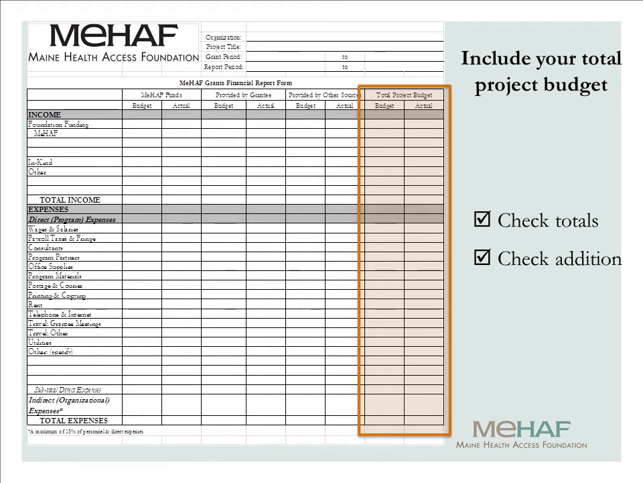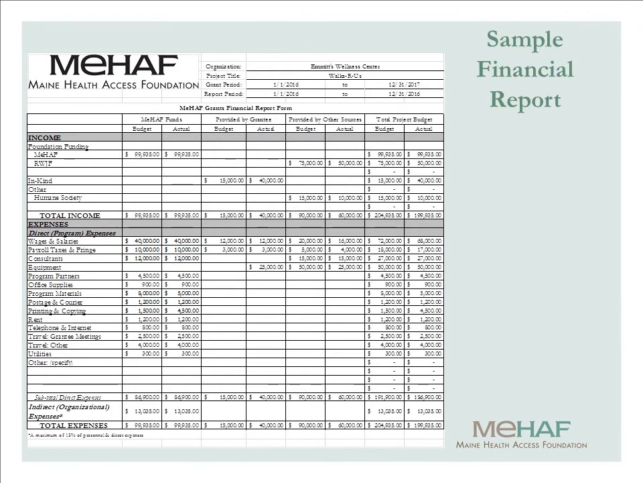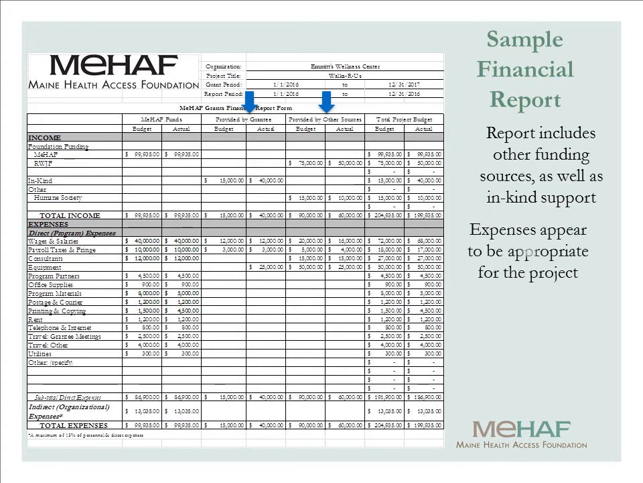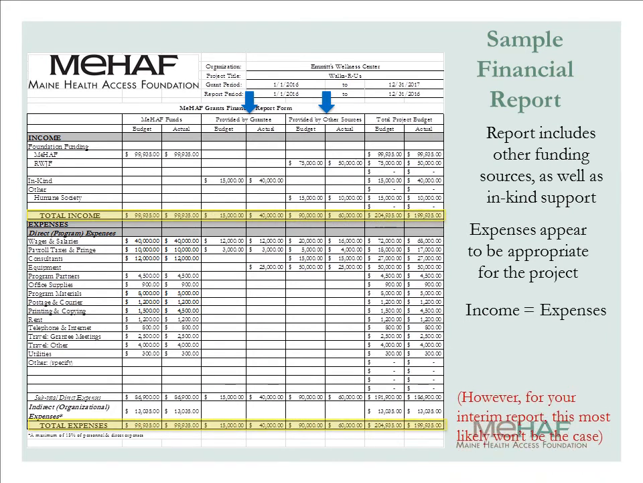The financial reporting template is an Excel spreadsheet, so feel free to use the full functionality of the spreadsheet to calculate subtotals and totals. Here is a sample financial report. This is a good example because the grantee has included the project's other funding sources as well as in-kind support. Sometimes grantees forget to fill in these other columns. The expenses appear to be appropriate and in line with the project budget, and income equals expenses showing that the grantee expended all of the grant funds. This is a final financial report.